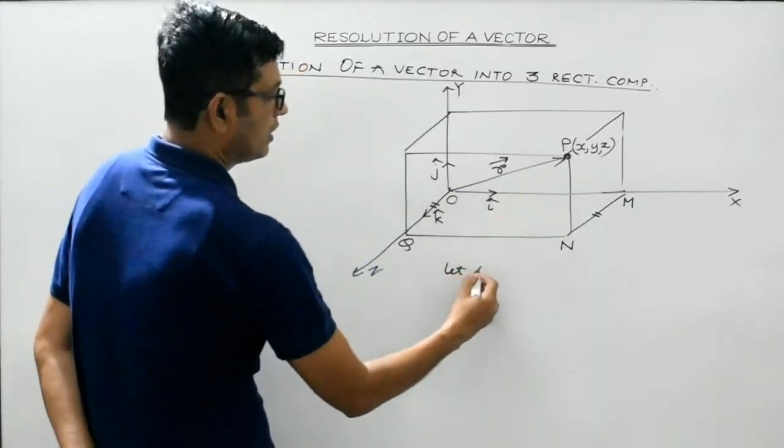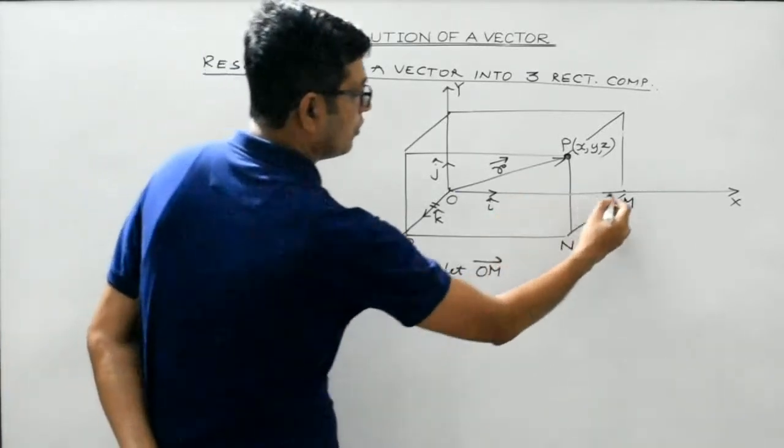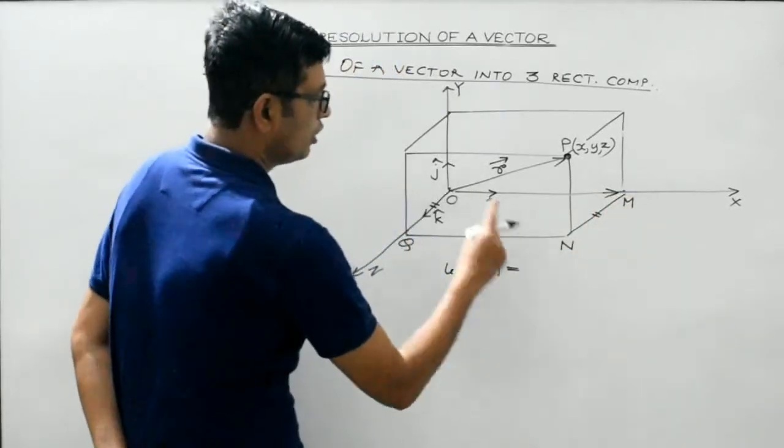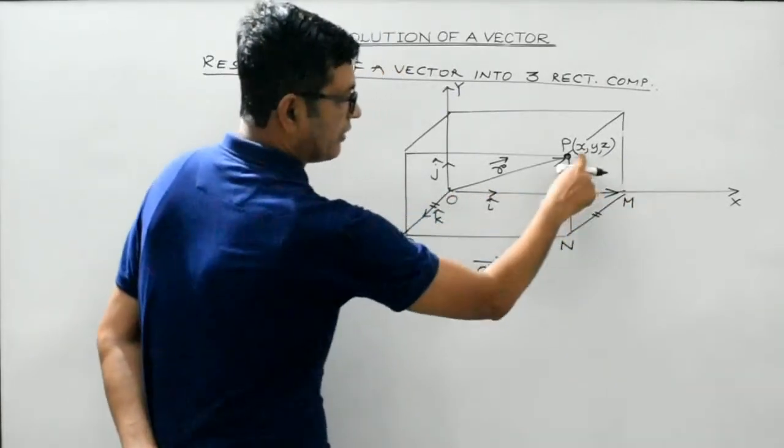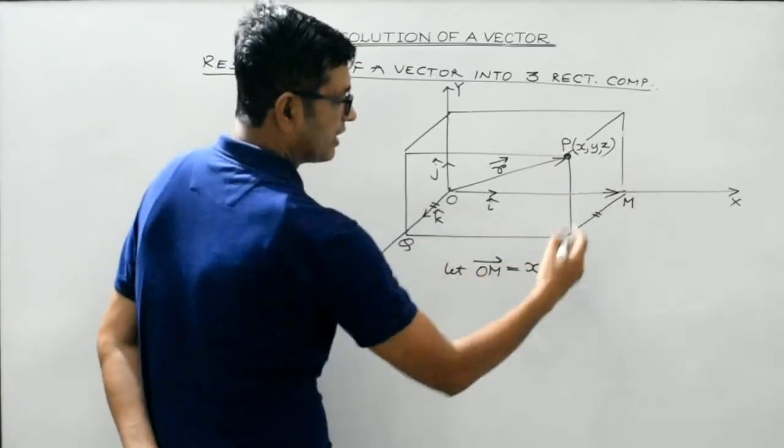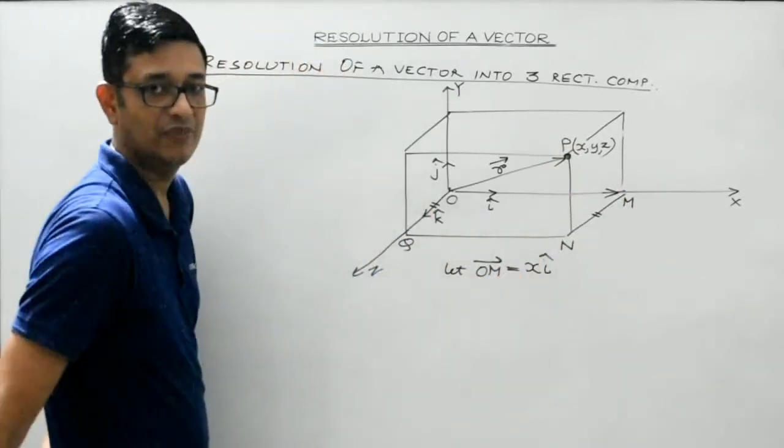OM, let OM be along this direction. It is equal to OM along x direction. It has magnitude of x, and along x direction, so it will be represented by i cap. Right?